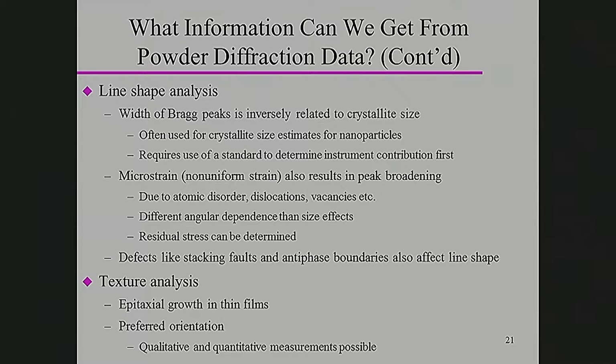Turns out that microstrain in your sample will also broaden your peaks. And that can be very important, again, from a performance point of view for materials. There could be multiple things that contribute to that. It could be atomic disorder, dislocations, vacancies in the material. You could have residual stress just from the processing of the material. It turns out that the angular dependence of the peak broadening is different for the crystallite size and the microstrain. So if you do really careful experiments, you can actually extract information about both from your powder data.